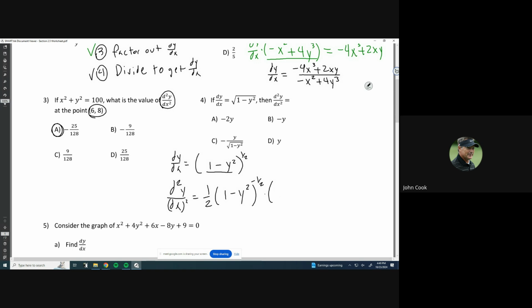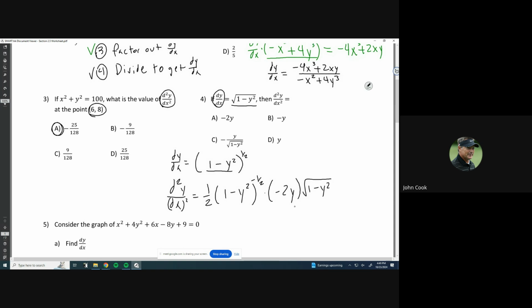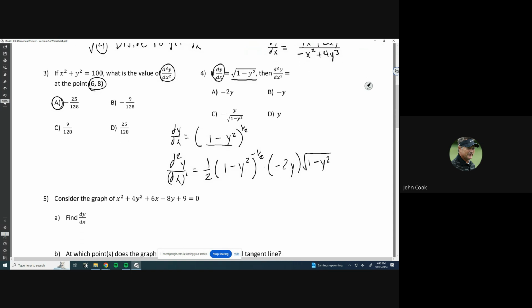The 1 goes away, so it's going to be a negative 2y. And then since we've been taking the derivative with respect to y, we write a dy/dx at the end. And remember that dy/dx is this stuff. Okay, so that's going to be part of it too. So square root of 1 minus y squared. It looks like we've got to simplify this a little bit because none of these are the same thing.